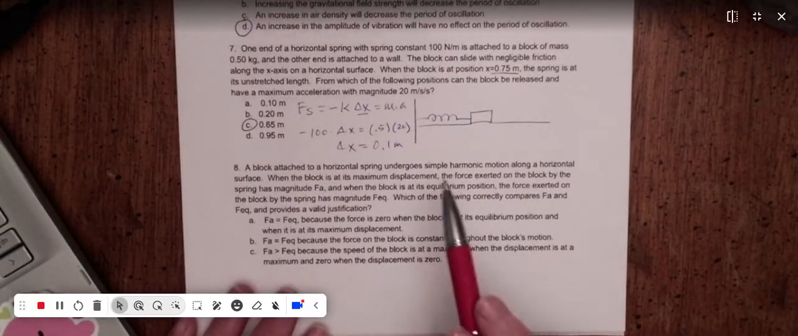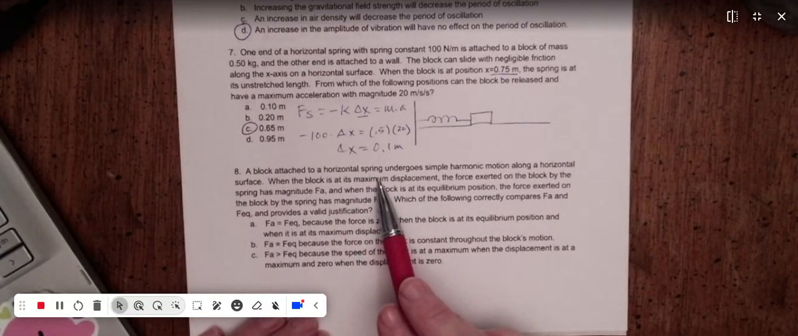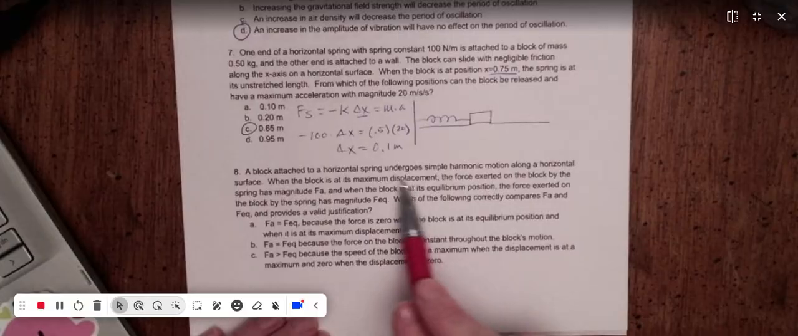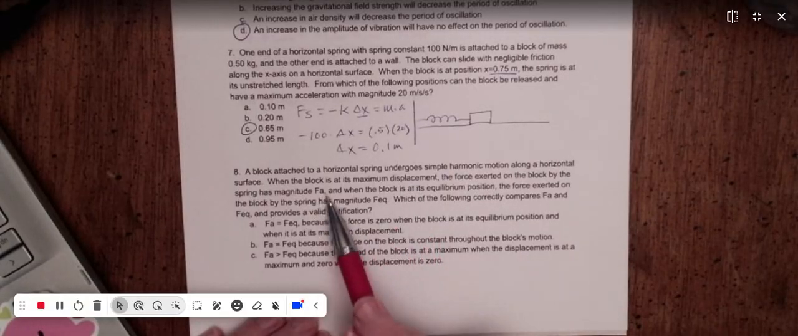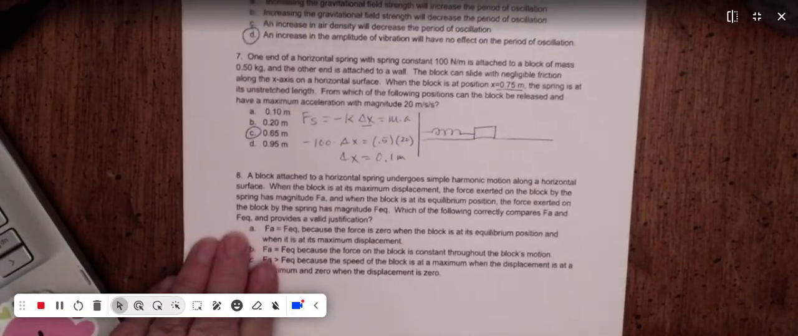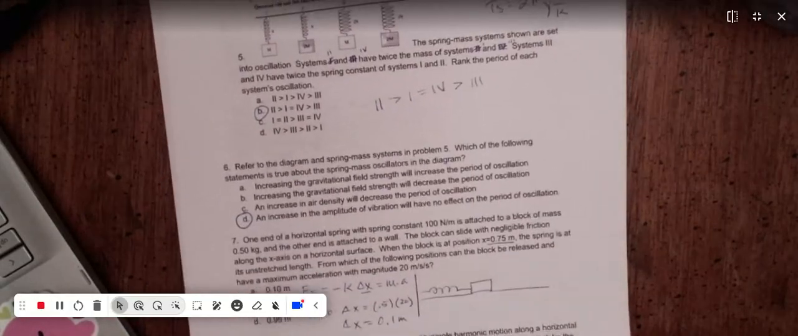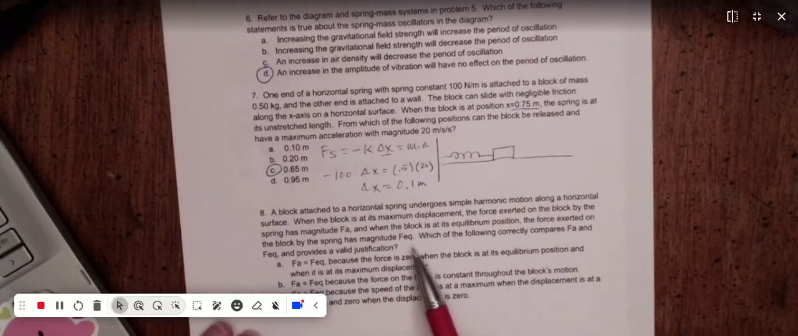So basically we know, because this is in simple harmonic motion, that when we're at a maximum displacement, we're going to have a maximum restoring force value. So that Fa is going to be a maximum there. When we're at equilibrium, we have a 0 restoring force value because we're at equilibrium. The restoring force wants to bring us back to equilibrium. So we know that Fa has got to be greater than Feq, because Feq should be 0 at the equilibrium point.